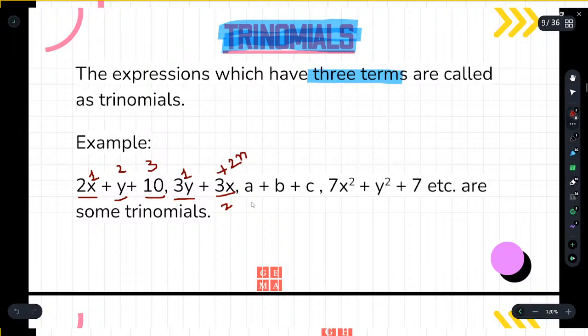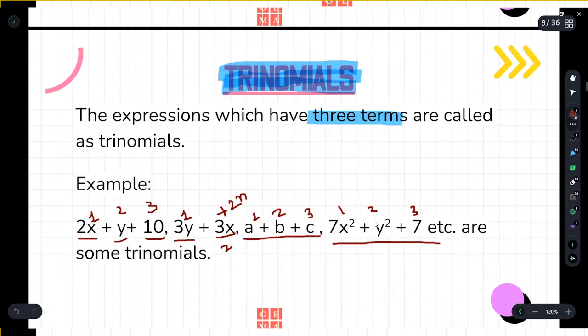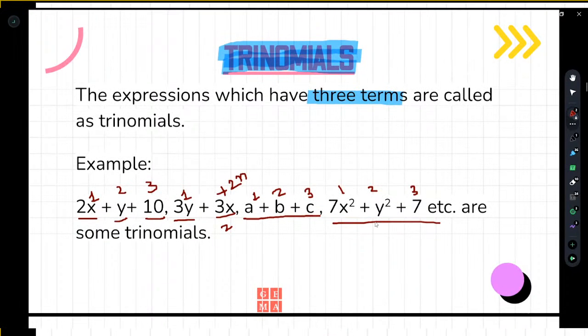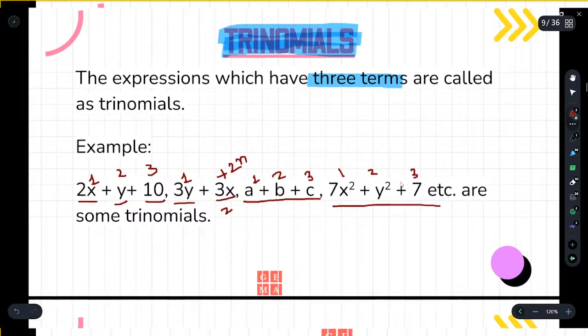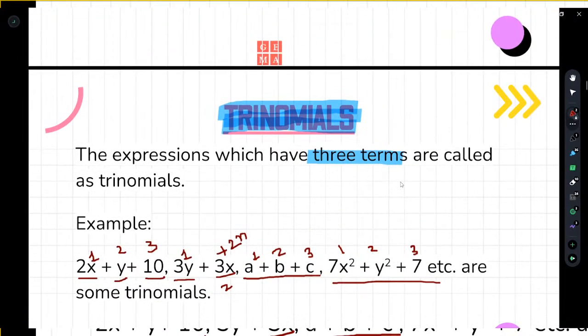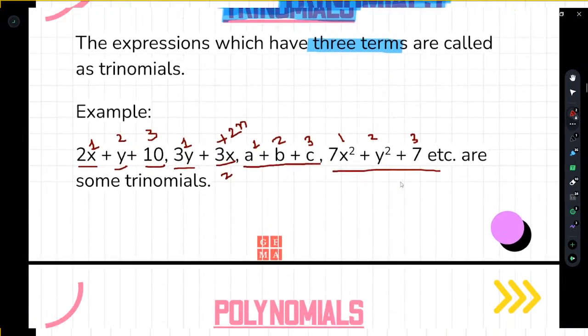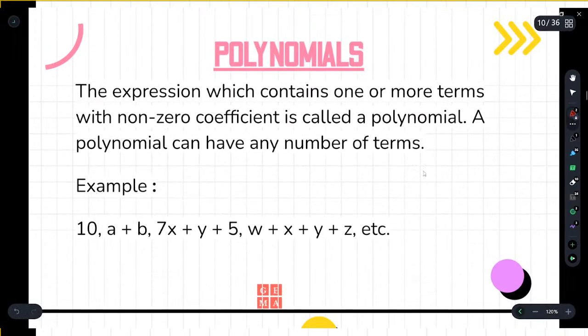Let's move on next. 1 term, 2 term, 3 terms. That's why it's a trinomial. First, second, third. Again, a trinomial. So that's how we can identify all these various types of polynomials, algebraic expressions. Okay, monomial, binomial, trinomial, polynomials. Let's move on to polynomials.